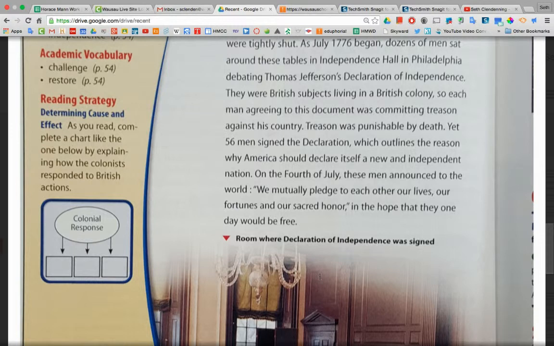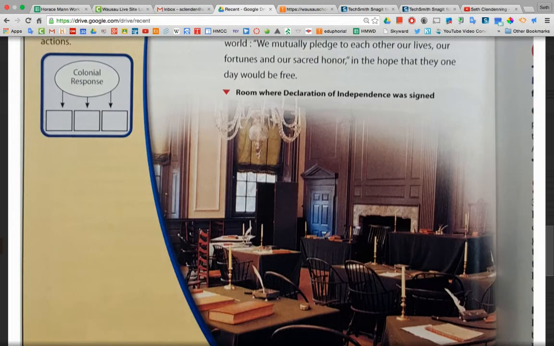Yet 56 men signed the Declaration, which outlines the reason why America should declare itself a new and independent nation. On the 4th of July, these men announced to the world, "We mutually pledge to each other our lives, our fortunes, and our sacred honor," in the hope that they one day would be free.